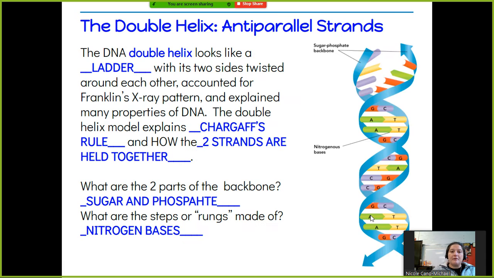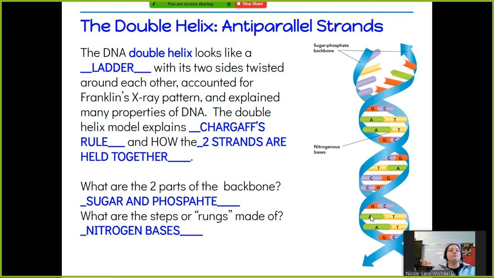So what does that mean? A double helix basically means that you have a ladder, right? You have the backbone, the sugar phosphate backbone, and in between, you have the rungs of the ladder, which are the nitrogen bases. And this ladder is then twisted around each other. If we build it like this, it 100% explains Franklin's X-ray pattern, and it explains many of the properties of DNA.